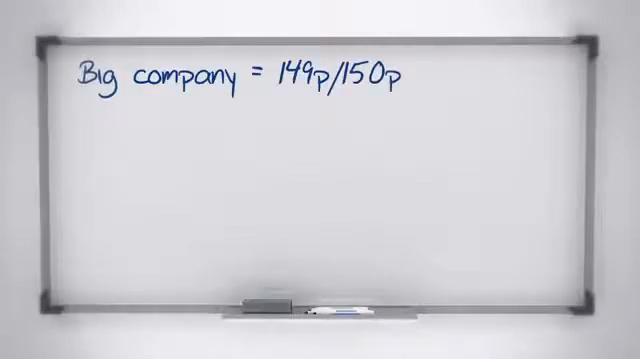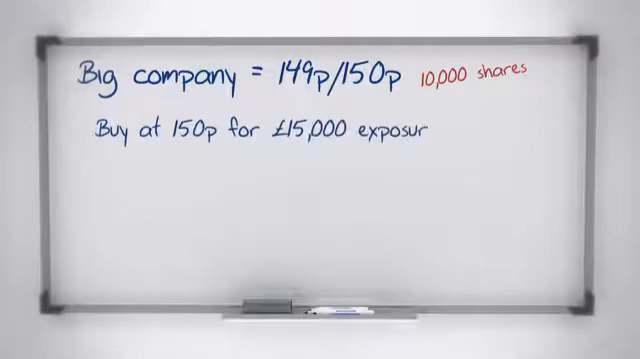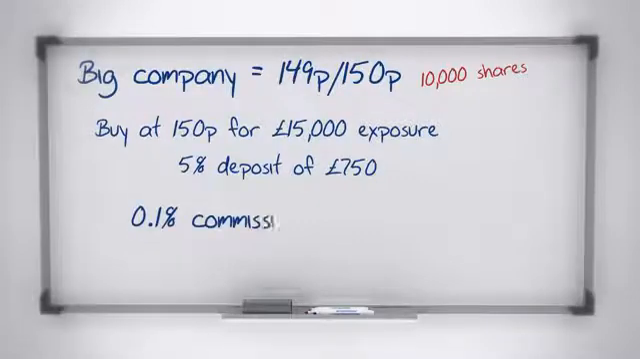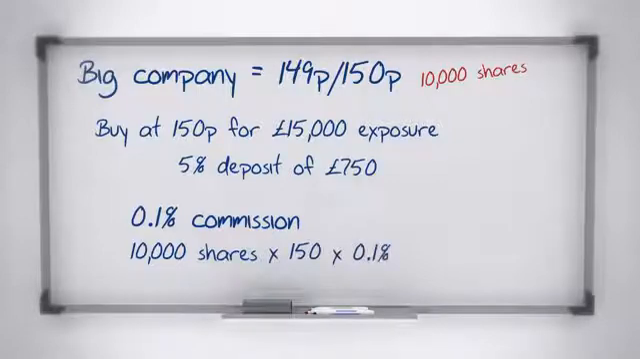An example trade. The price of big company shares is currently 149p, 150p. You think the price will rise and want to trade 10,000 shares, so you buy at 150 for £15,000 total exposure, paying a 5% deposit of £750, which is the initial margin requirement. You pay 0.1% commission to open the trade. 10,000 shares times 150p a share times 0.1% gives us a commission of £15.